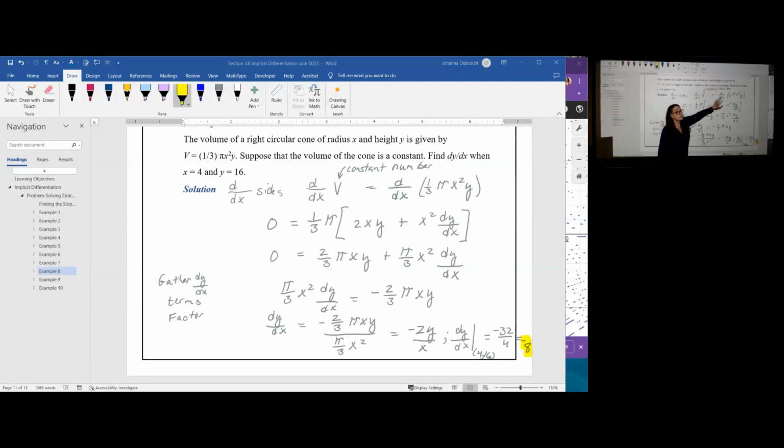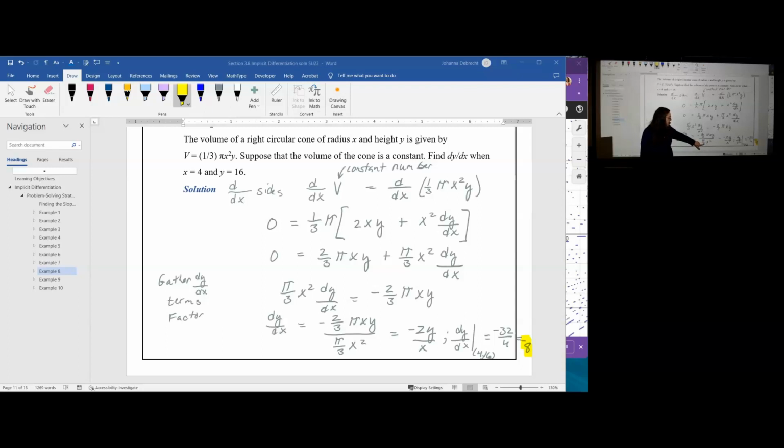Again, we take the derivative of both sides first. The derivative of the constant number v is 0. And on the right, I chose to factor out 1/3 pi since it was just a constant coefficient. That gave me the product rule on x squared y, 2xy plus x squared dy/dx. The next thing I did was to distribute back the pi and the 1/3. Then I isolated the term with the dy/dx, and then I factored it out and divided by the coefficient.